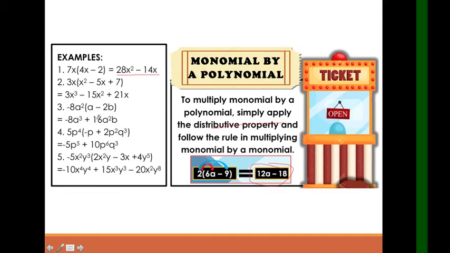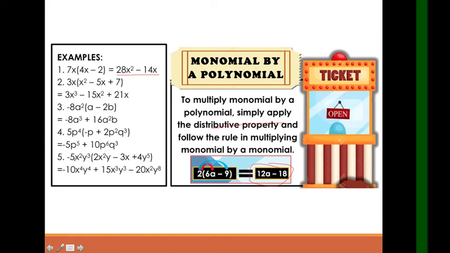Okay, number 4. 5p raised to 4, quantity negative p plus 2p squared and a q cubed. So 5 times negative 1 is negative 5. P raised to 4 times p is, this is 1, so that's 5. P raised to 5 plus 5 times 2 is 10. P raised to 4 and p squared is equal to p to the 6, tama? Because 4 plus 2 is 6. Since q cubed, wala siyang partner dito, so i-retain lang natin siya. So number 4 is also correct.